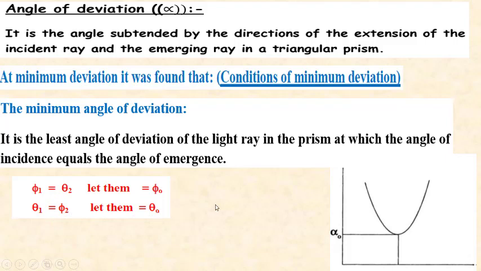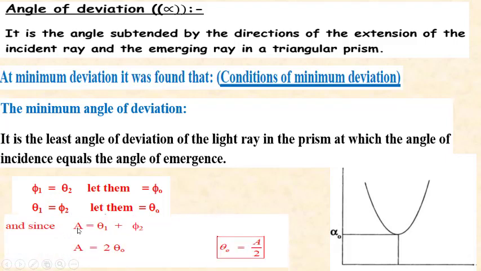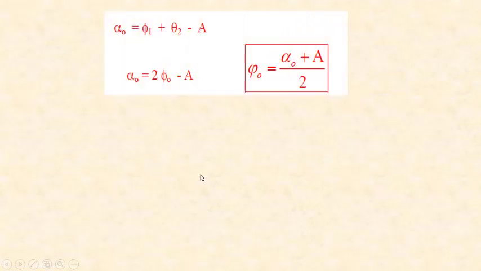By applying the rule of the triangular glass prism, A equals theta 1 plus phi 2. This is theta 1 and this is phi 2. They are equal, which is known as theta node. So theta node equals A over 2. And also from the rule of deviation, the angle of deviation alpha node equals phi 1 plus theta 2 minus A. Phi 1 and theta 2 are known as phi node. So alpha node equals 2 phi node minus A. To get phi node on one side, it equals alpha node plus A over 2.